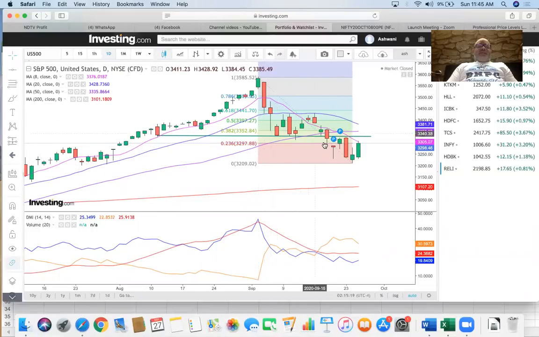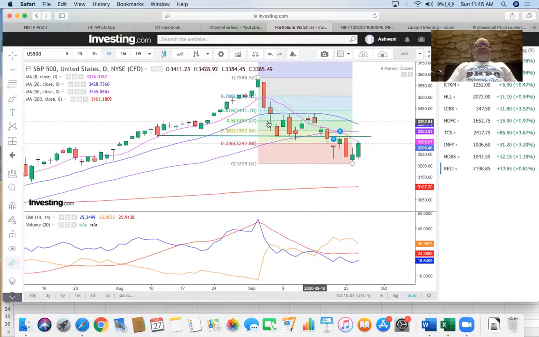Now the 50% of the entire decline is about 3400. So 38% decline is about 3352. So this 50-point zone, in my opinion, is very important. This is where this pullback, which has started on Friday, should end. It also has the 20-day moving average. So lots of resistance is coming into this area.